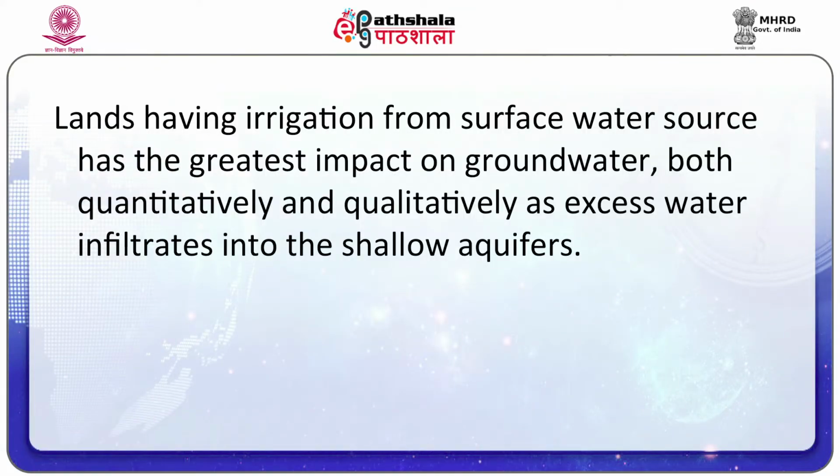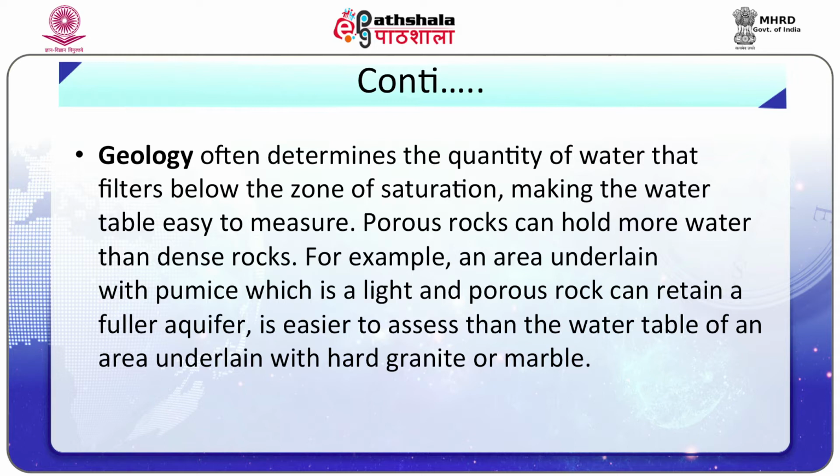Lands having irrigation from surface water sources have the greatest impact on groundwater, both quantitatively and qualitatively, and excess water infiltrates into the shallow aquifers. Geology often determines the quantity of water that filters below the zone of saturation, making the water table easy to measure. Porous rocks can hold more water than dense rocks. For example, an area underlain with pumice, which is a light and porous rock, can retain a fuller aquifer and is easier to assess than the water table of an area underlain with hard granite or marble.